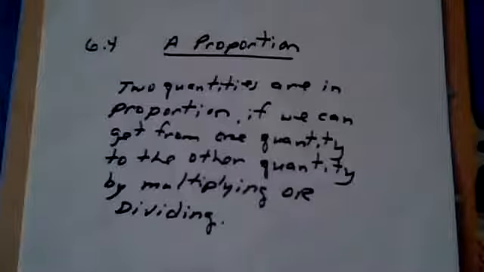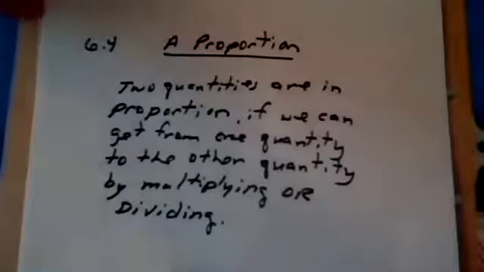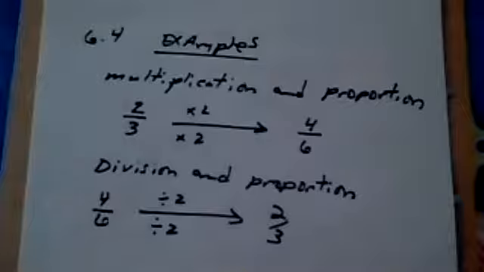A proportion. Two quantities are in proportion, and we can get from one quantity to the other by multiplying or dividing. Multiplication and proportion, and then division and proportion. Notice 2/3 is going to get to 4/6, and we're going to multiply the numerator and denominator by the same number, 2. It could be any number. So 2/3 times 2, 2 times 2 is 4, and 3 times 2 is 6. So 2/3 and 4/6 are in proportion.